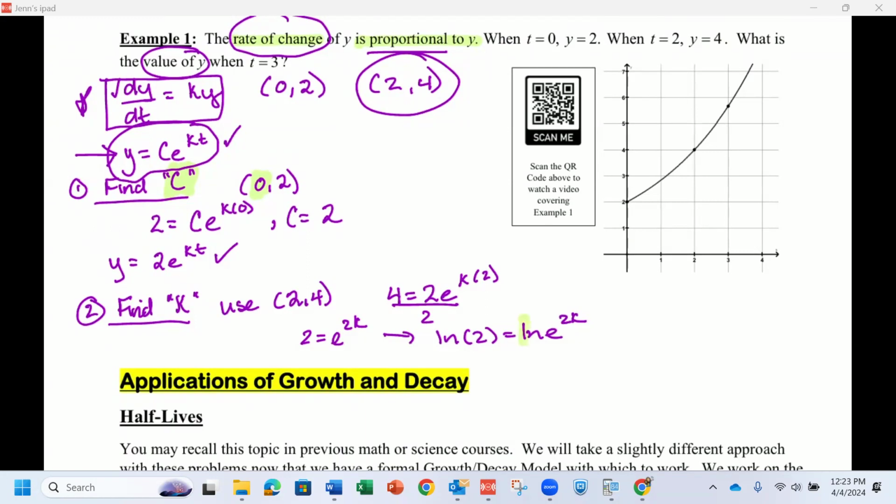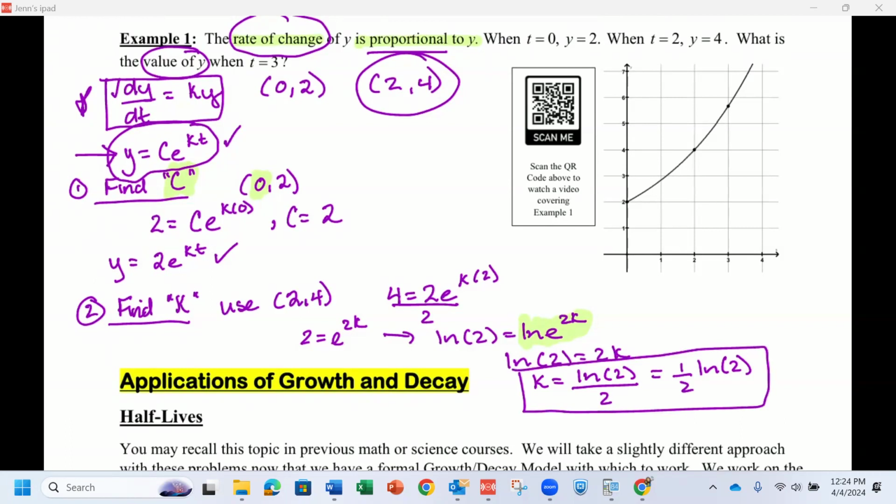And again, we've talked about this. What happens on that right-hand side when you have natural log of e to the 2k? What are we going to be left with on the right-hand side? We'll be left with 2k. So I have the natural log of 2 is equal to 2k. So what's k going to be equal to? k will be equal to natural log of 2 over 2. Remember, another equivalent way to write this would be 1/2 times the natural log of 2. So there's your k value.